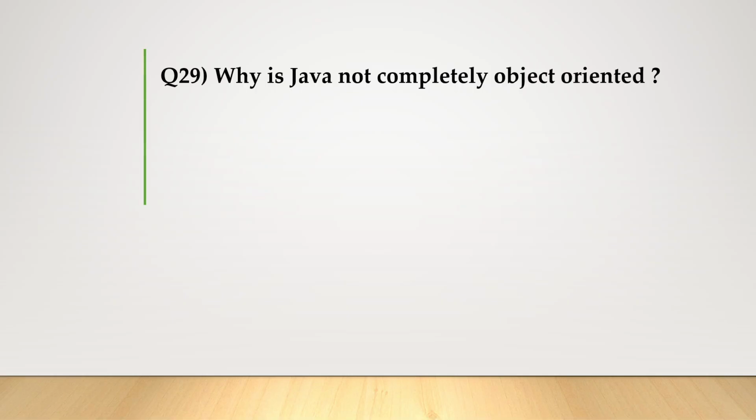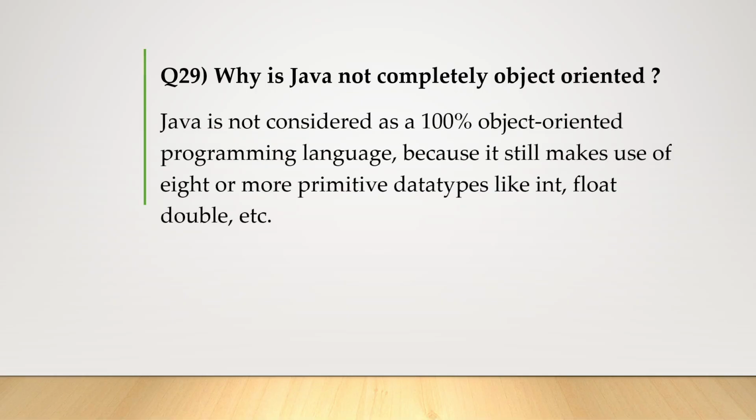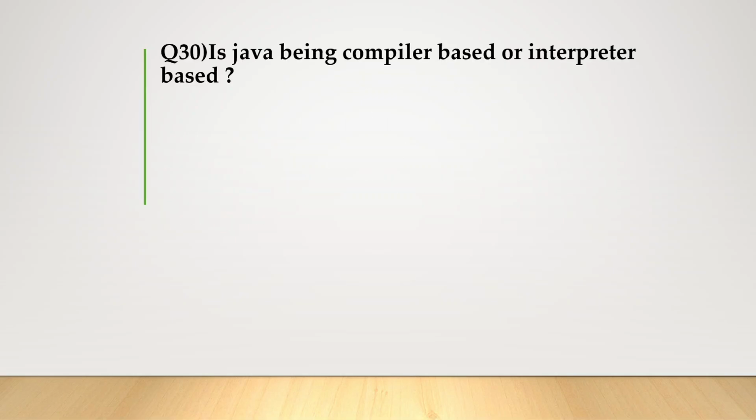Another question is, why is Java not completely object oriented? Java is not considered a 100% purely object oriented programming language because it still makes use of primitive data types like int, float, double, etc.